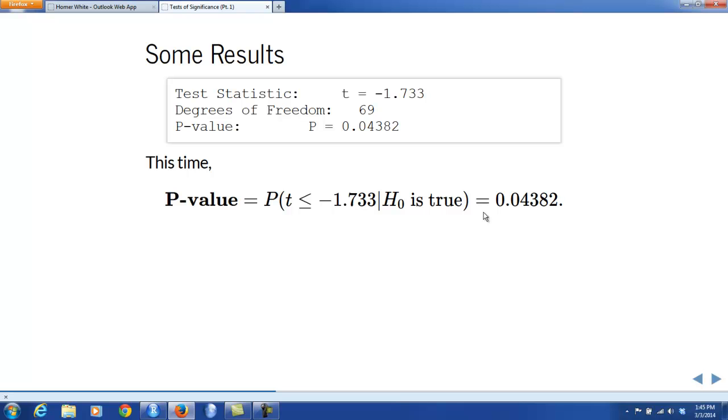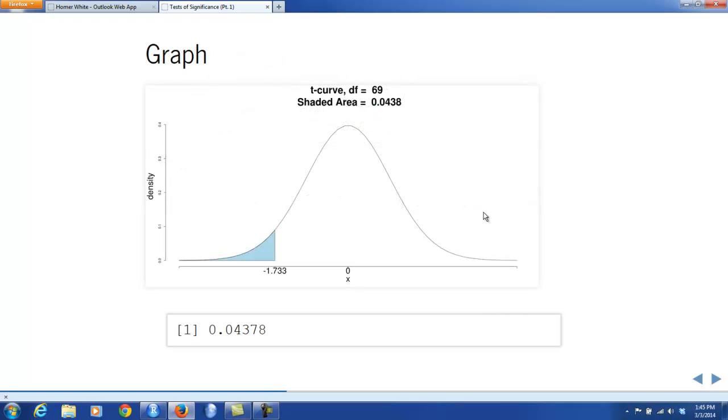Let's take a look at that graphically. So we're looking at a t-curve with degrees of freedom 69, and we think that as a random variable, our test statistic behaves a lot like this t-curve. We're wondering, what's the chances of getting negative 1.733 or less, 1.7 standard errors or more below what the null is expecting, if the null is really right? Those chances are represented by the shaded area that you see.